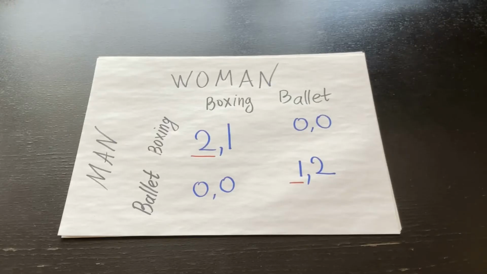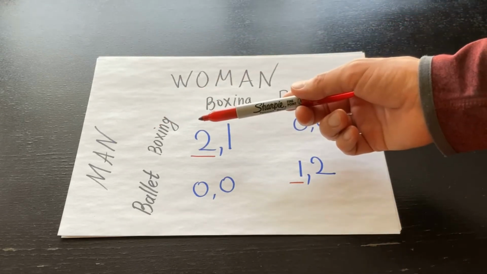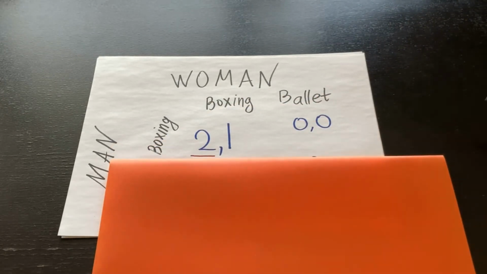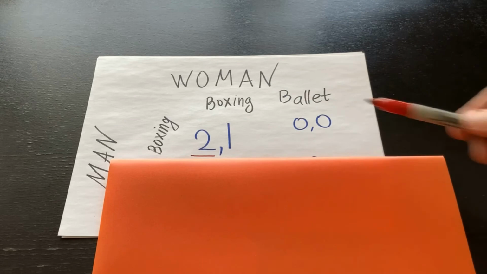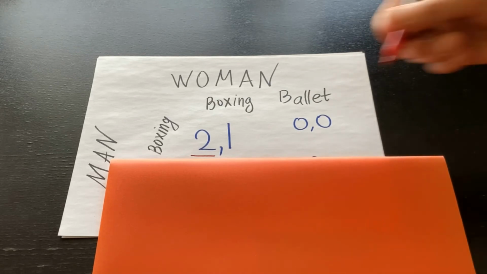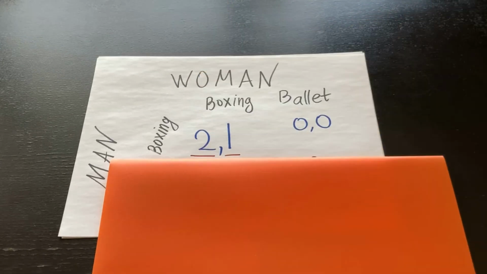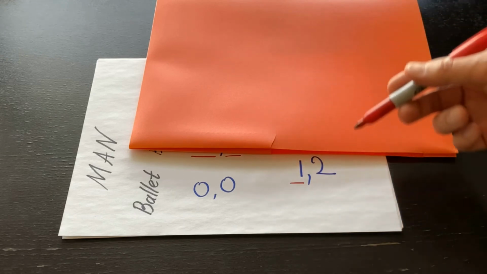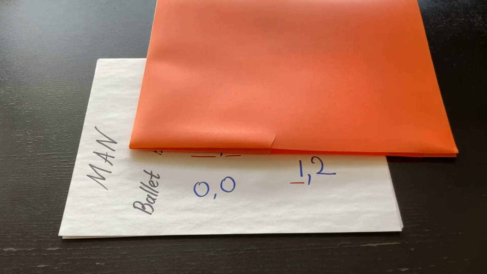Now let's solve this game for the woman. First, she will assume that the man will go to a boxing match. In that case, the woman will have a choice between 1 unit of happiness and 0 units of happiness. Which one is better? 1 is better, underscore it. Then she'll assume that the man will go to a ballet. In that case, the woman will have a choice between 0 units of happiness and 2 units of happiness. Which one is better? 2 is better than 0, underscore it.